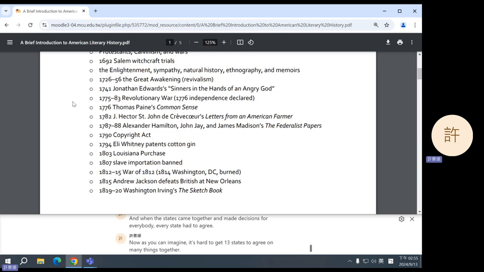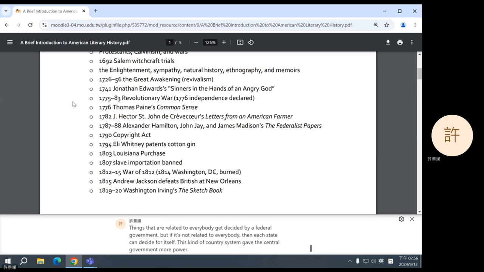So the alternative is a federal constitution, which is what the US has today. In other words, things that are related to everybody get decided by a federal government. But if it's not related to everybody, then each state can decide for itself. This kind of country system gave the central government more power.